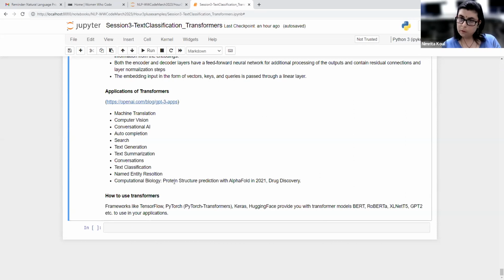And how do we use transformer models? You can use Python frameworks like TensorFlow, PyTorch, Keras, and then the Hugging Face library for importing pre-trained transformers, ready-made transformers. They have built-in implementations of BERT, GPT-2, then XLNet, RoBERTa, all of them. And some of them we will be using in the session next week.